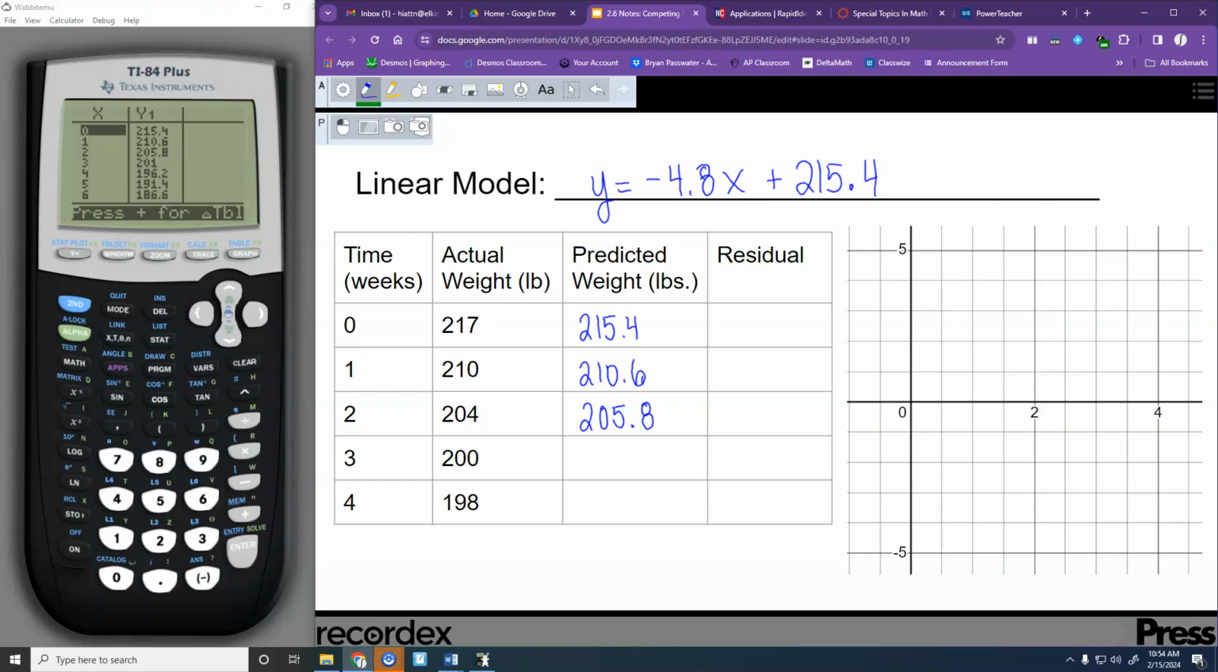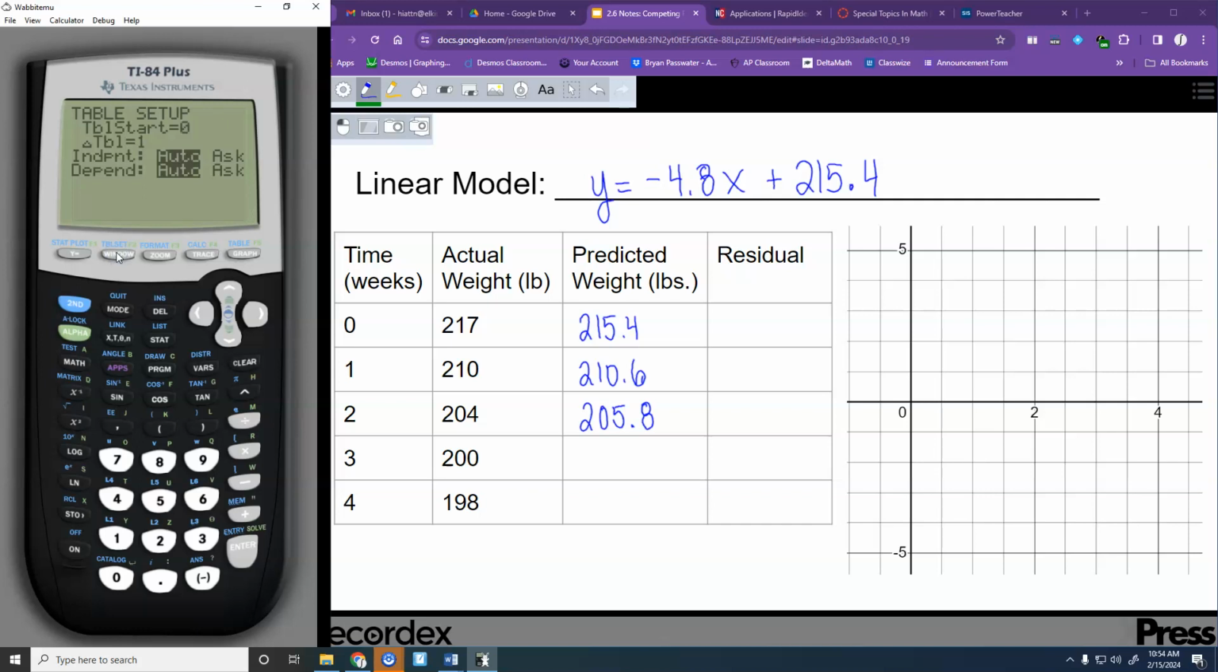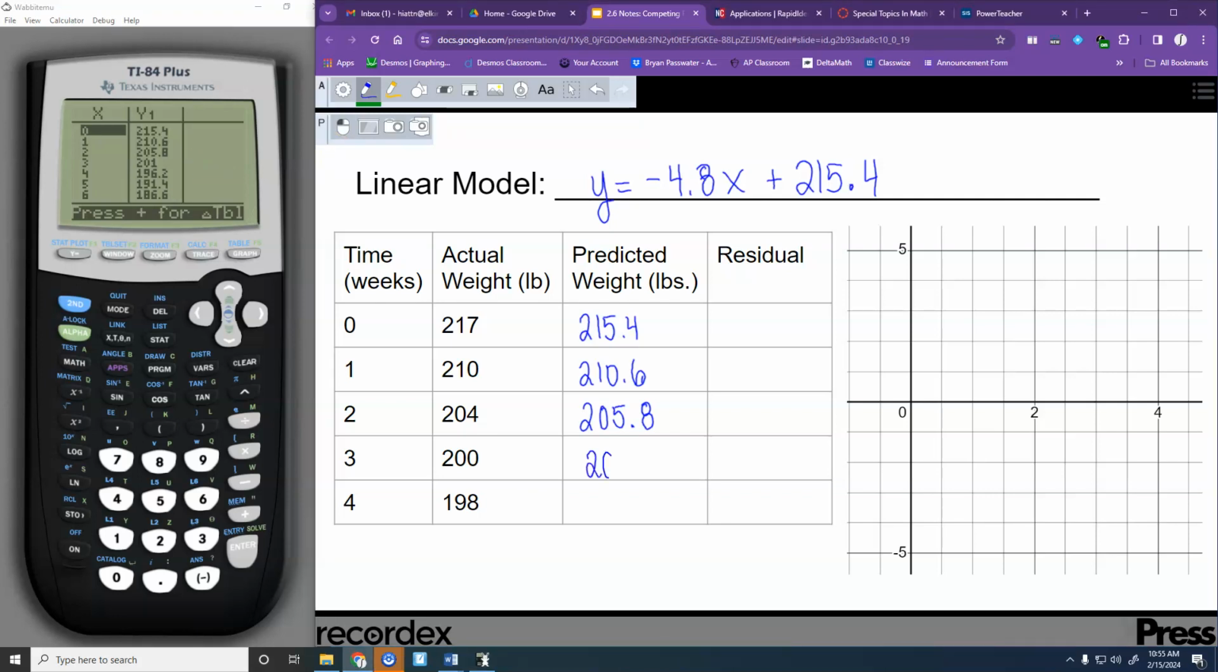All right, so try this. If yours looks weird, do second window, which takes you to table setup. And then you want this to start at 0. You want it to go up by 1. And you want that independent to be on auto, not on ask. And then if you go back to the table, second graph. Is it working now? Okay, good. 201, and we got 196.2.